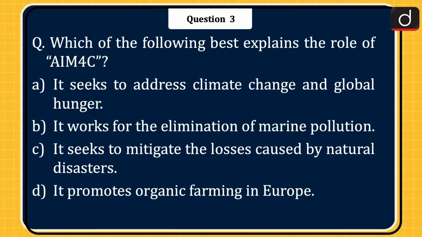Next question is, which of the following best explains the role of AIM-4C? It seeks to address climate change and global hunger. It works for the elimination of marine pollution. It seeks to mitigate the losses caused by natural disasters, or it promotes organic farming in Europe. The correct answer is option A. It seeks to address climate change and global hunger.